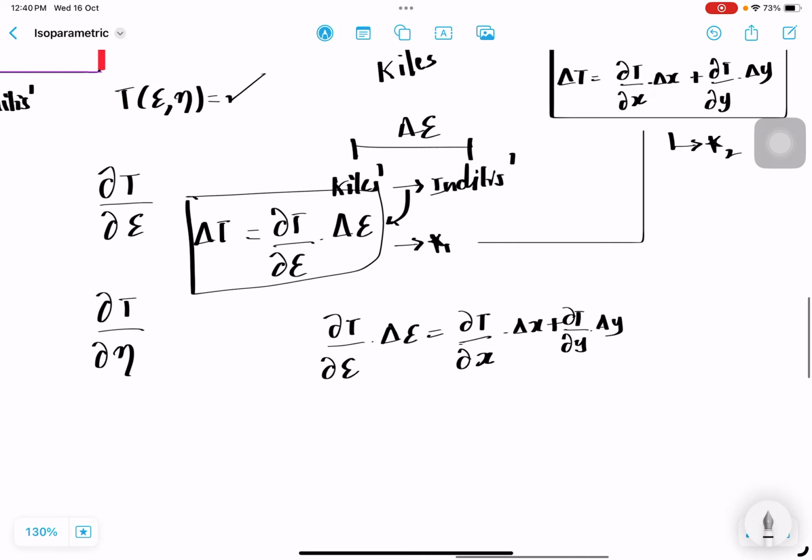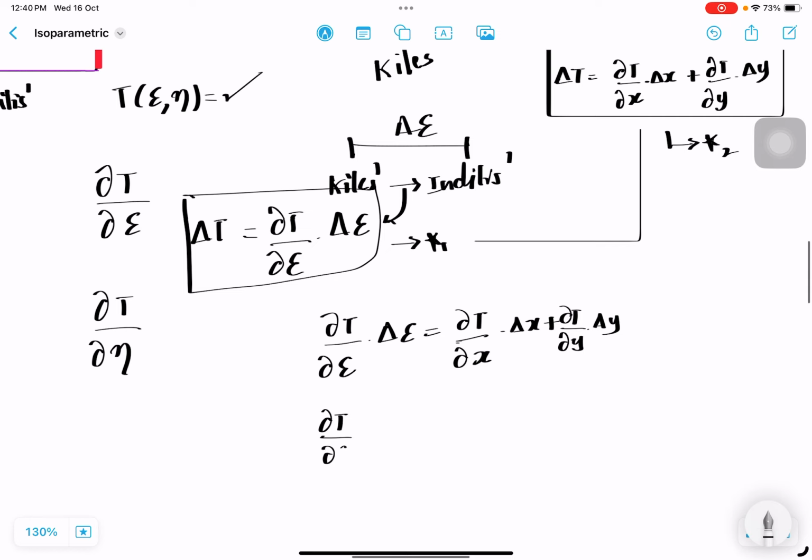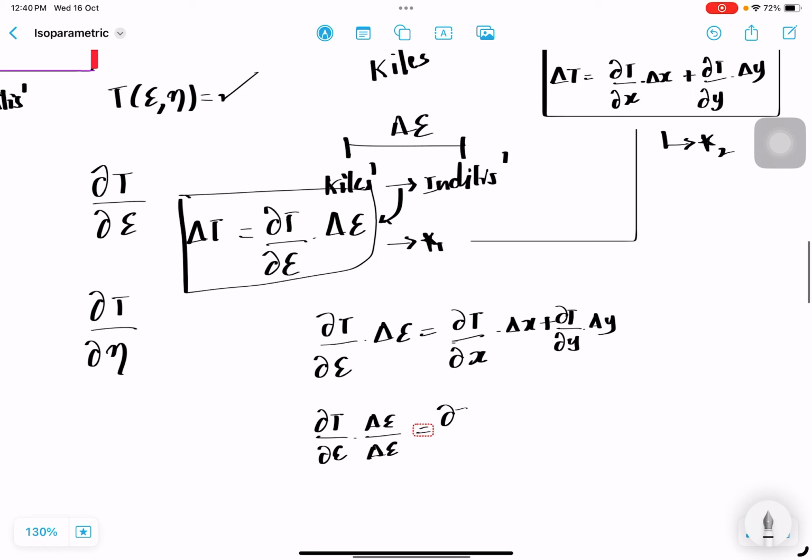So now I'm just going to multiply by 1 by del epsilon on either side of this equation. Since I'm multiplying by 1 by del epsilon on either side of the equation, I'm not going to do any damage to the equation. I'll be getting del epsilon in the denominator here. So I'll be getting dou T by dou x into del x divided by del epsilon, plus dou T by dou y into del y divided by del epsilon.